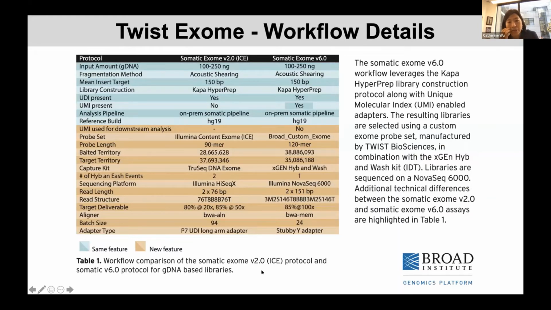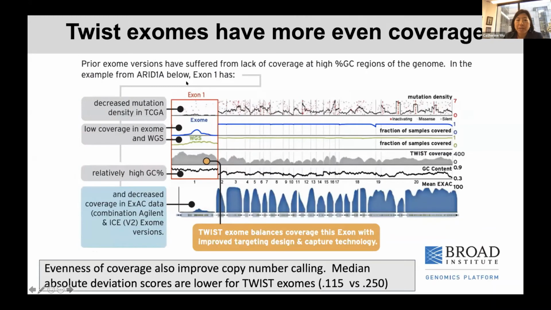I won't go into this in great depth, only to say that we've done an in-depth comparison between our old platform and our new platform, and there's preservation of the good features with added targets that we can detect and at greater depth. And I think this gives you just an example where we are cognizant of genomic regions of interest that are just difficult to sequence, for example, because of high GC content that results in low coverage and decreased mutation detection using older platforms. And yet with Twist, we're able to improve target design and capture.